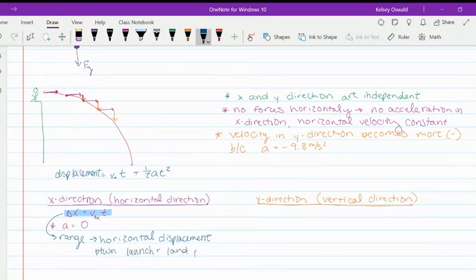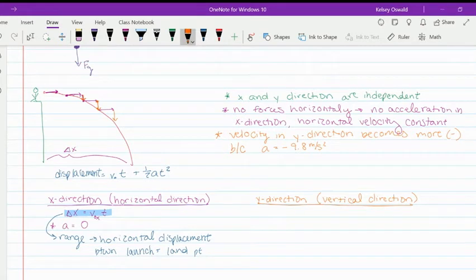So if we look back at our previous example, this displacement right here, that would be considered our range or a delta x. Okay. So that's our main equation we're going to use in the horizontal. Our horizontal distance traveled can be equal to our initial velocity times time.